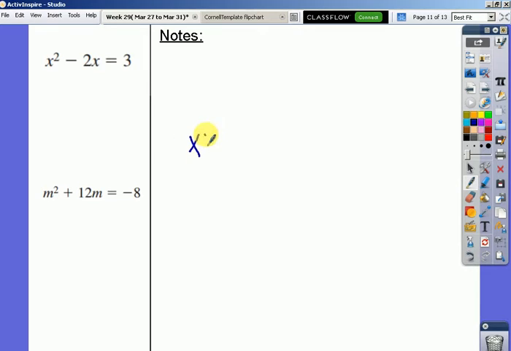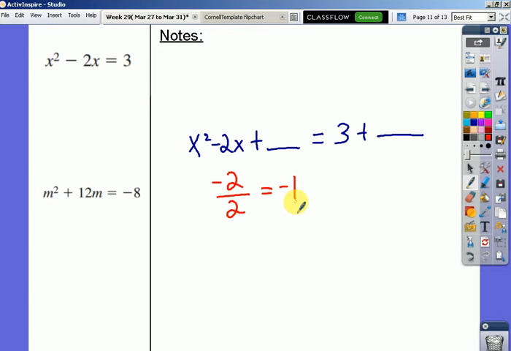I'll take x squared minus 2x. I'll add, it's always add, always add a blank to both sides. Now, you explain to me the process. What do I do now? Yeah, I take negative 2 and I divide that by 2. I'm just looking at the coefficient, and then I can take some shortcuts. So negative 2 divided by 2 is going to be negative 1.